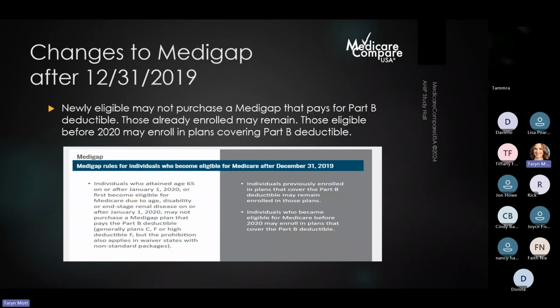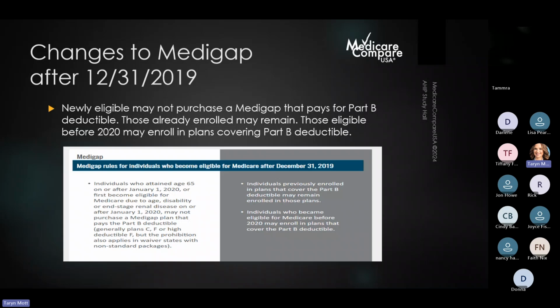So, Medigap rules for individuals who became eligible for Medicare after December 31st, 2019. Individuals who attained age 65 on or after January 1st, 2020, or became eligible for Medicare due to age, disability, or end-stage renal disease on or after January 1st, 2020, may not purchase a Medigap plan that pays the Part B deductible. Generally, Plan C, F, or High Deductible F, but the prohibition also applies in waiver states with non-standard packages.